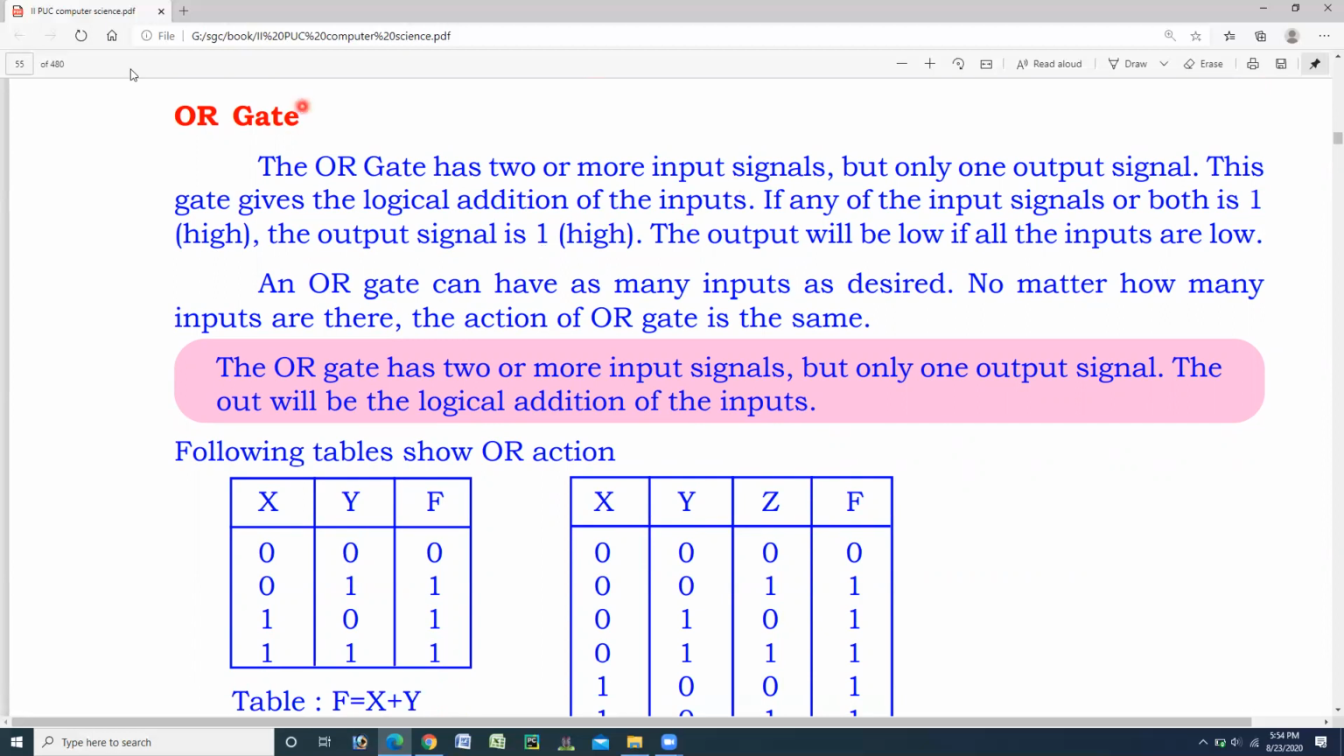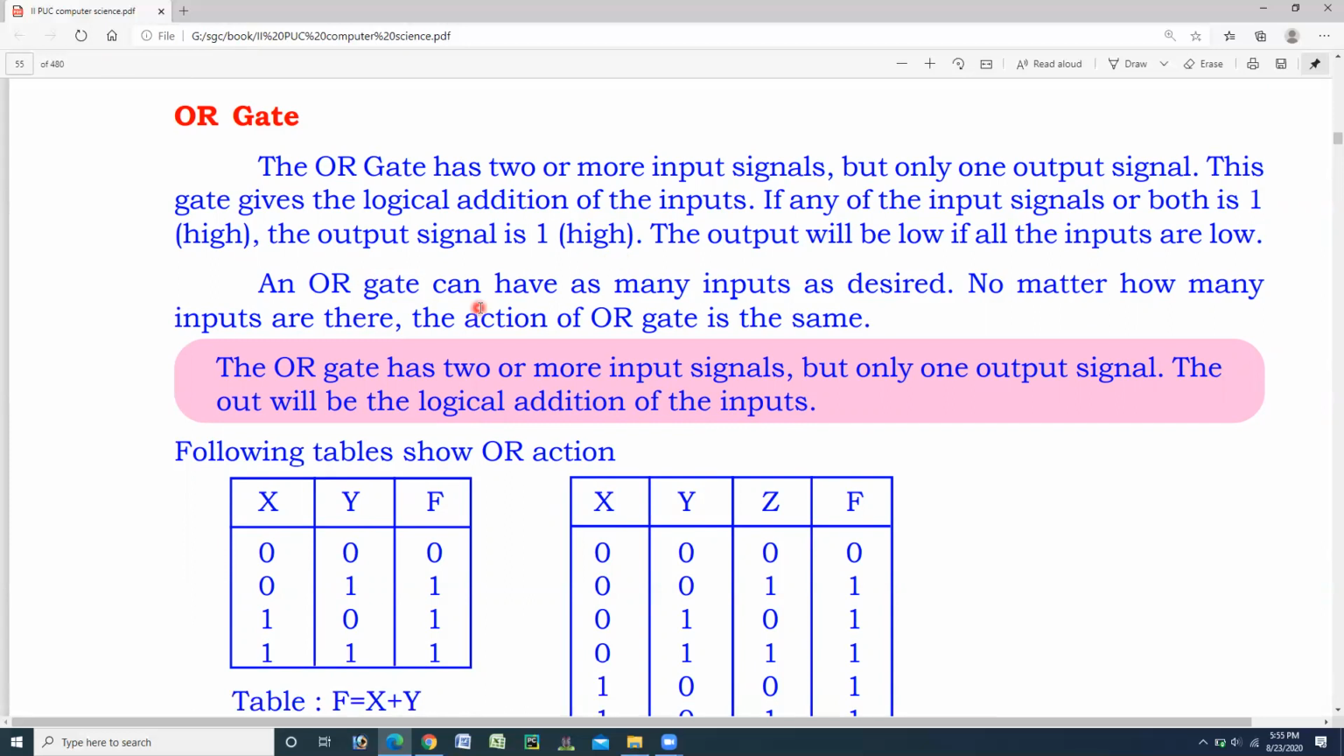It means the OR gate performs the logical addition operation. Whatever inputs you are giving will be logically added. That is point number 2. If any of the input signals or both is 1, the output is 1. When you get the output as high, either all the inputs are high, or if any one of the inputs is high, then the output is high, because it performs the logical addition operation.